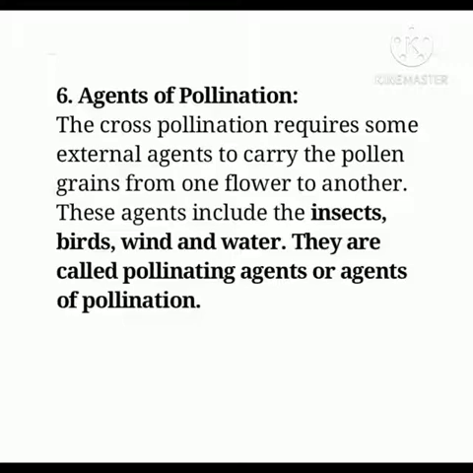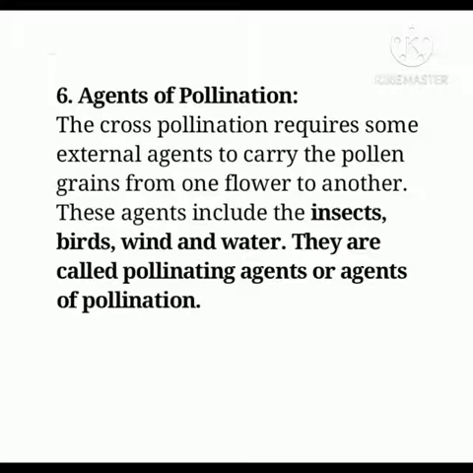Now let's study who helps in the process of cross-pollination. Cross-pollination requires some external agents to carry the pollen grains from one flower to another. These agents are insects, birds, wind and water. They are called pollinating agents or agents of pollination.